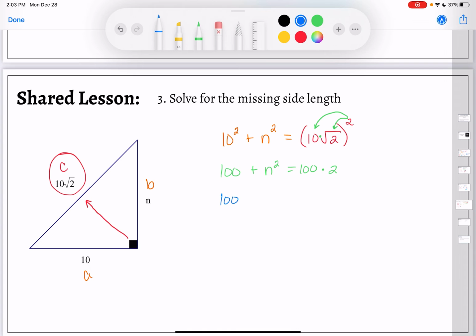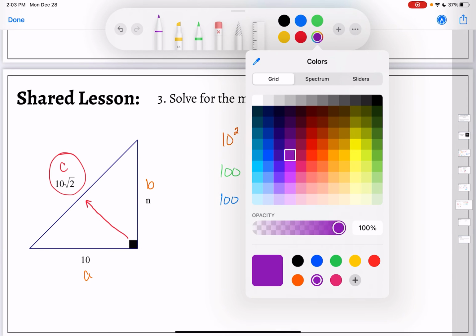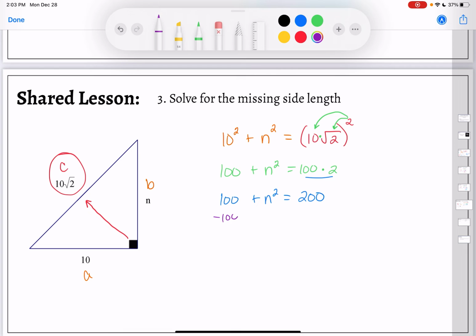So I have 100 plus n squared equals 200. 100 times 2, right? This is what I just did. Now I'm trying to figure out what n is, so I'm going to subtract 100 from both sides. So I get n squared equals 100. Oh, that's going to work out nicely.